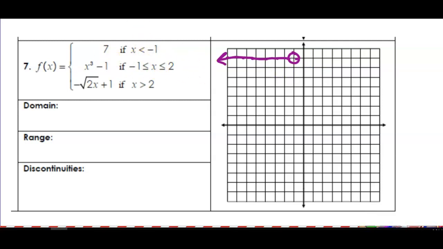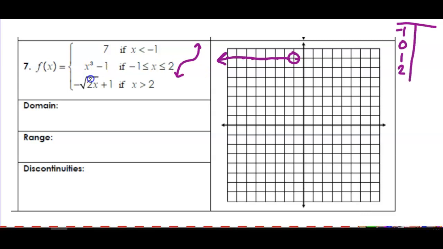Okay, x cubed minus 1. Parent function is this shape, but you might want to put some points in. It says include all the points from -1 to 2. So I'm going to put in -1, 0, 1, and 2, because those are all the points from -1 to 2. I'm going to cube them and subtract 1.